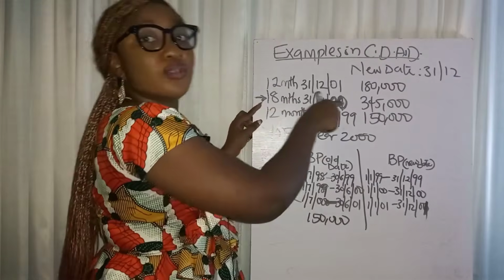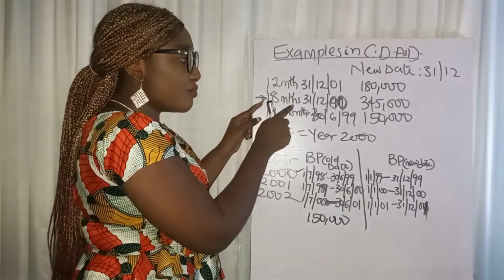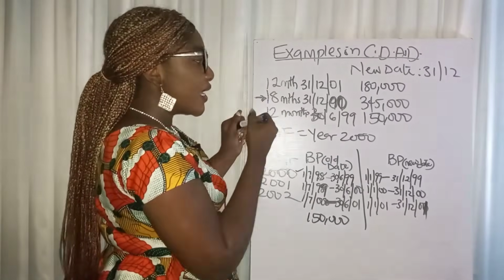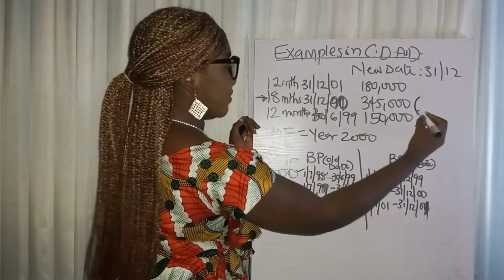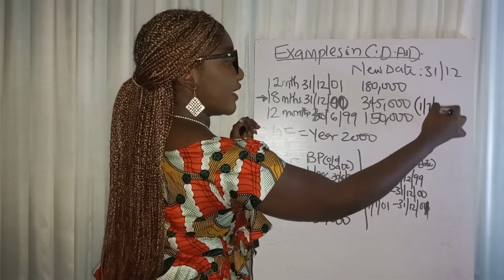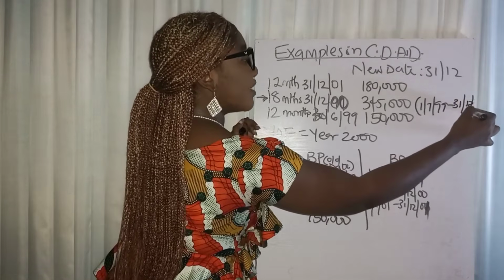But they gave me 18 months. What they gave me is too much. But my profit falls within this range, because this 18 months, let me tell you what this 18 months means. This 18 months means 1st of July 1999 to 31st of December 2000.